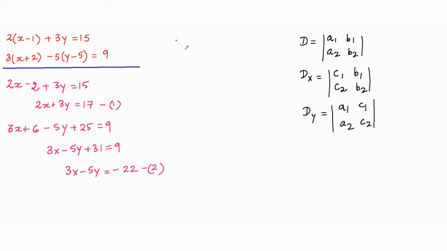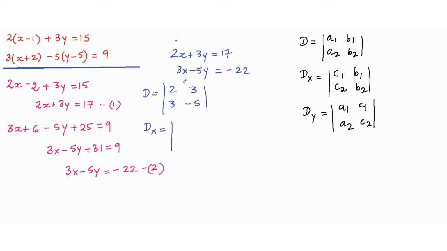So now the two equations that I have in my favorable form are 2x plus 3y is equal to 17 and 3x minus 5y is equal to minus 22. So let us calculate the master determinant: 2, 3, 3, minus 5. This is the master determinant. Then I have dx. Dx is replace the coefficients of x with the constant. So 17, minus 22, 3, minus 5. That is the determinant for x.